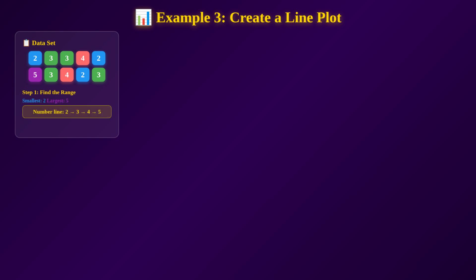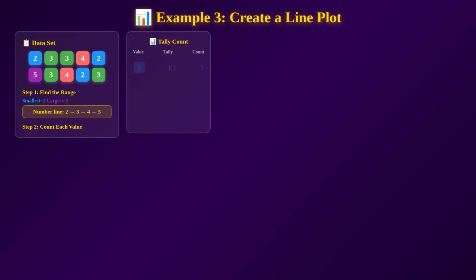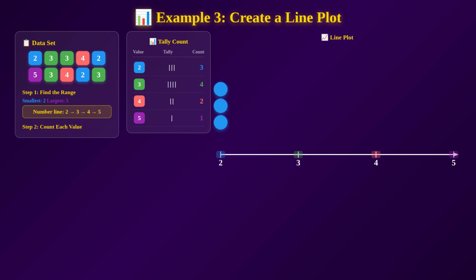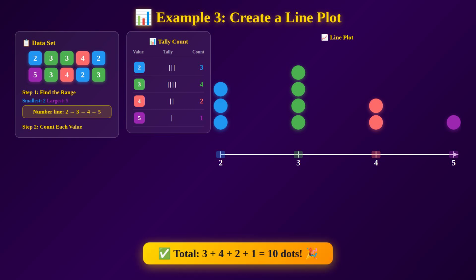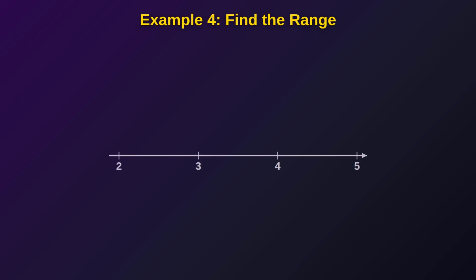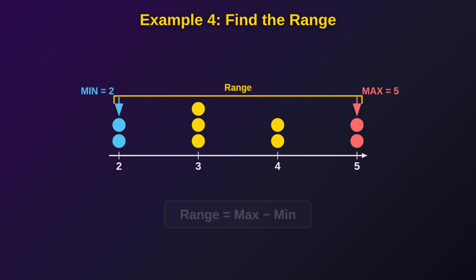Time to create one from scratch. Here's a new data set. 2, 3, 3, 4, 2, 5, 3, 4, 2, 3. Step 1. Find the range. Smallest is 2, largest is 5. So draw your number line from 2 to 5. Step 2. Count each value. The value 2 appears 3 times. The value 3 appears 4 times. The value 4 appears 2 times. And the value 5 appears 1 time. That's 3 plus 4 plus 2 plus 1, which equals 10 total dots, 1 for each data point. Now place the dots and you're done.